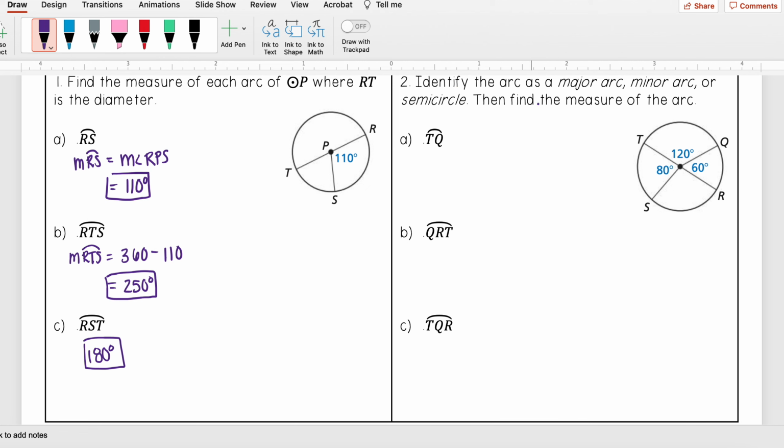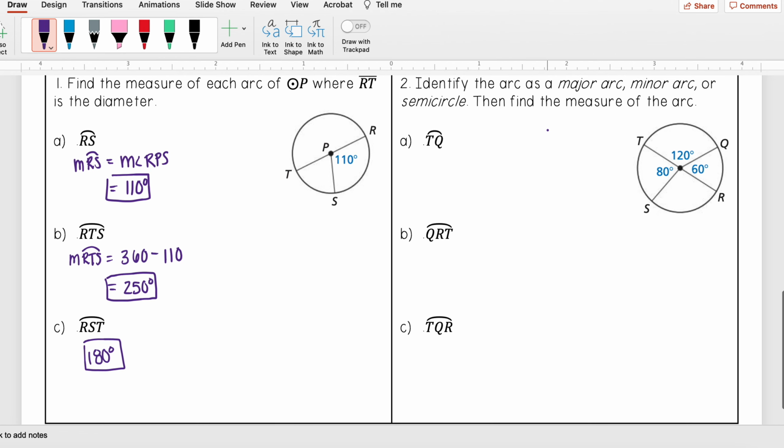Okay, let's look at this next one. This next one says identify the arc as a major arc, minor arc, or semicircle. Then find the measure of the arc. So my first one, I am looking at arc TQ. Automatically, since it only has two letters, I know that this is a minor arc. And now I need to find its measure.